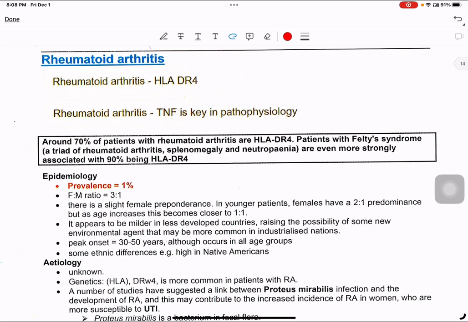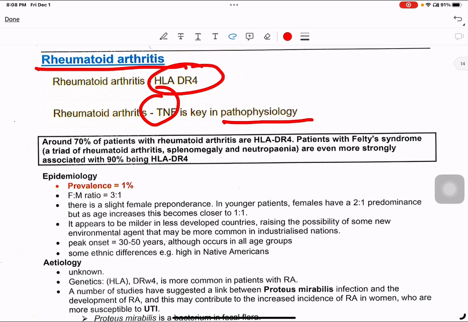In the HAMAD, it is written: rheumatoid arthritis is strongly associated with some genetic predisposition, that is HLA-DR4. And tumor necrosis factor plays a key role in the pathophysiology of rheumatoid arthritis. About 70% of rheumatoid arthritis patients have an association with HLA-DR4.